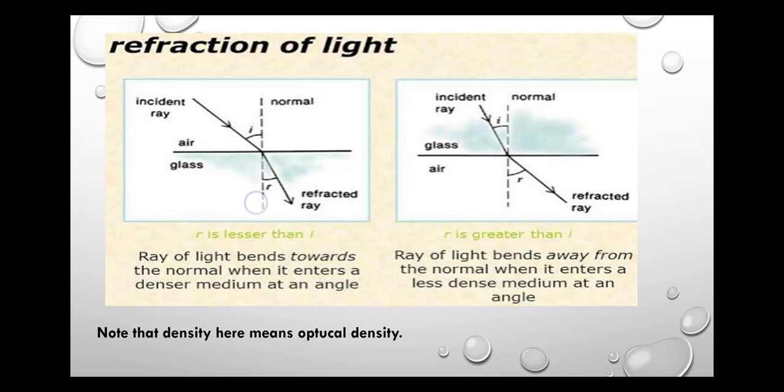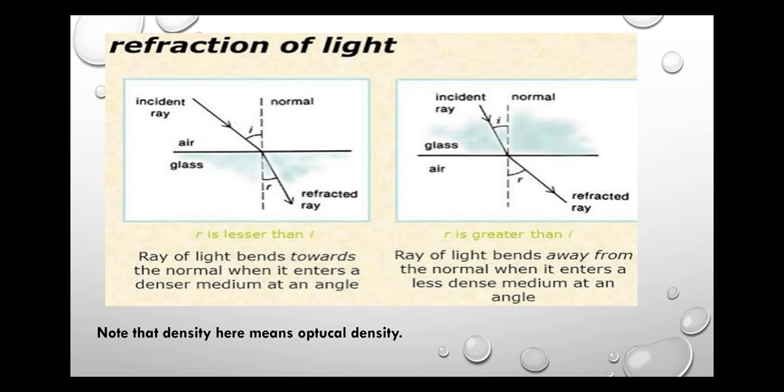The ray of light bends towards the normal when it enters a denser medium at an angle. And when the ray of light enters from a less dense medium, this glass is more dense and the air is less dense. Here above is glass and in the lower portion it is air. So the glass is the more dense medium and air is the less dense medium. So when the ray of light enters from glass to air, from a more dense medium to a less dense medium, it bends away from the normal.